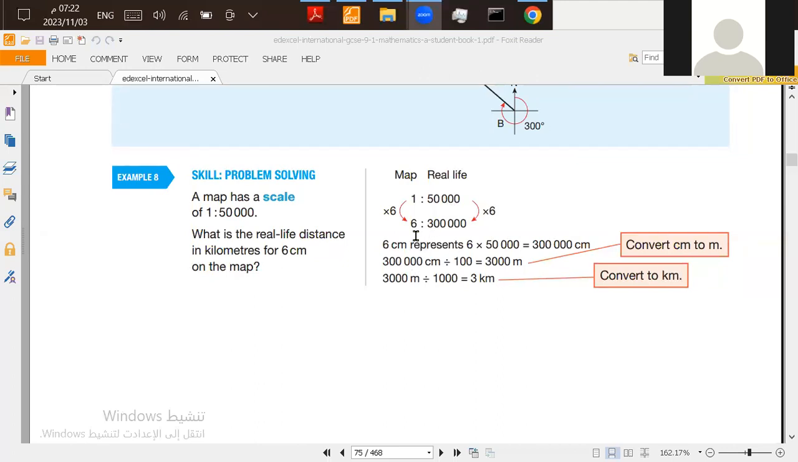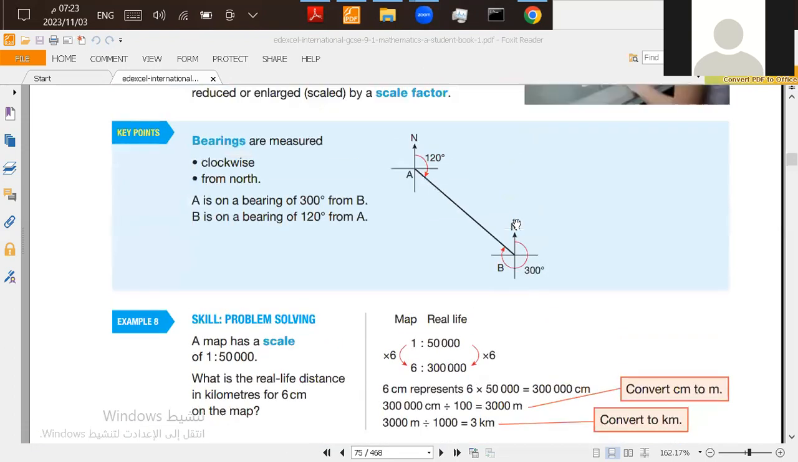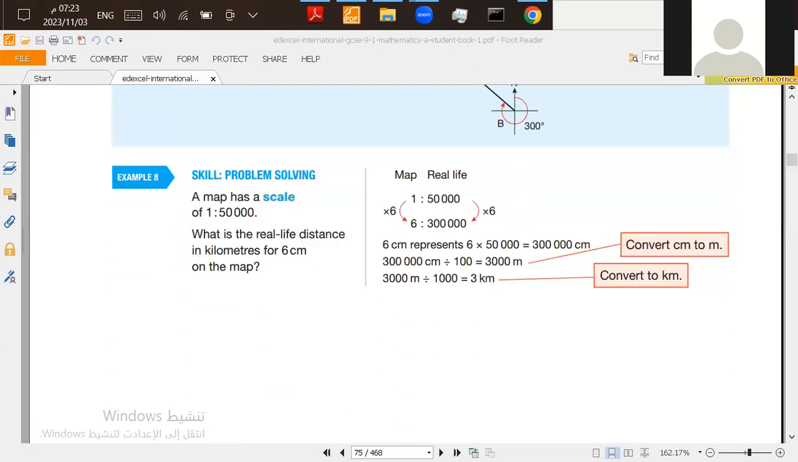That's the idea. And then 6 centimeters on the map equals how many centimeters in real life? How did the 1 become 6? By multiplying by 6. Same idea, I'm going to multiply this by 6 and I'll get the answer in real life. Now, this one is in centimeters, so you're going to turn it to meters or kilometers. To turn centimeters to kilometers, first you turn it to meters by dividing by 100, and then you divide by 1,000 to turn it to kilometers. And that's the idea of converting. Now let's check the questions that talk about bearing and scale drawing, and we will understand more, okay?